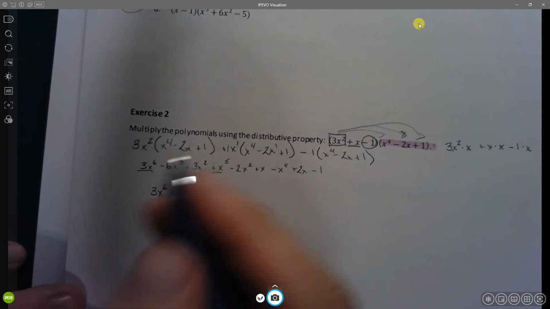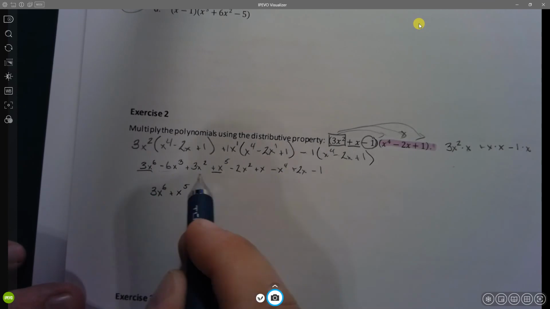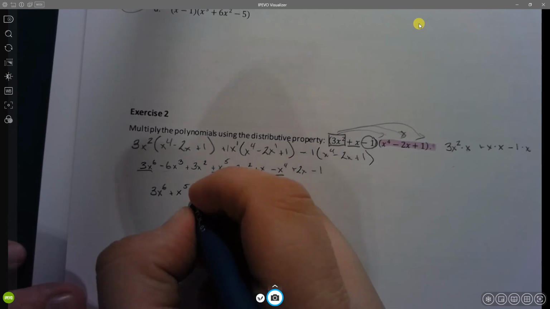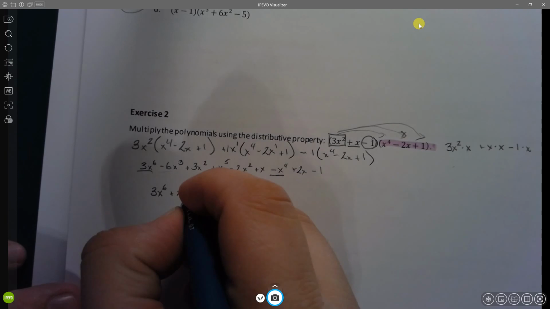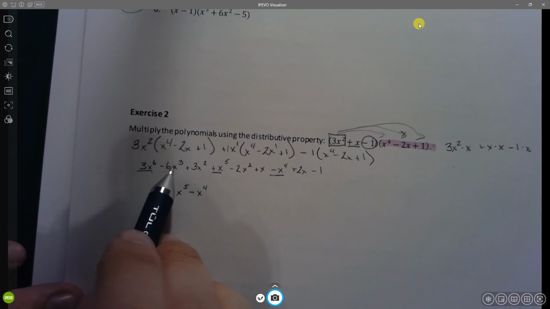Okay. The next would be x to the 4th. Do I see an x to the 4th anywhere? Yes, I do, right here. So minus, see, I wrote plus. I didn't find it. So there is a minus there, so that is minus x to the 4th. Okay. x cubed is right here.